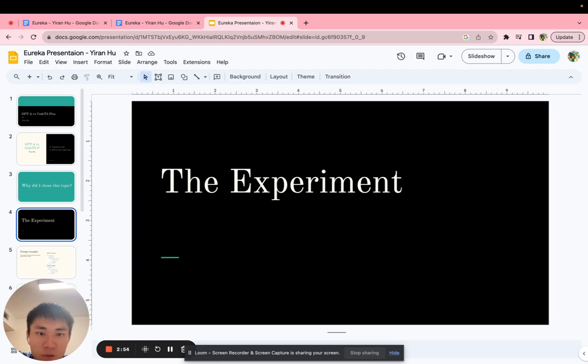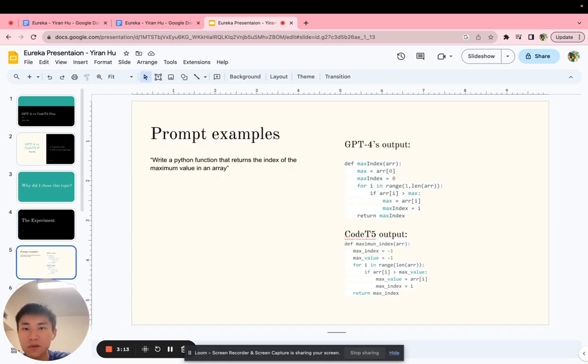The tasks I chose are different algorithms, varied from simple to hard, and I compared the code generated by the models. I summarized the results and compared them based on the metrics mentioned above. For example, the first prompt is: write a Python function that returns the index of the maximum value in an array. Both models do the job pretty well, and even though there are slight differences in their output code, the main idea is the same, and they both complete the task perfectly. And this is a simple task.